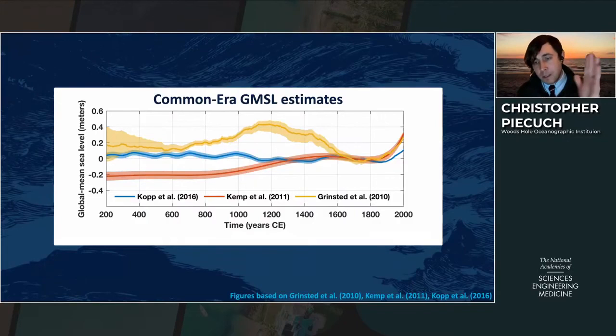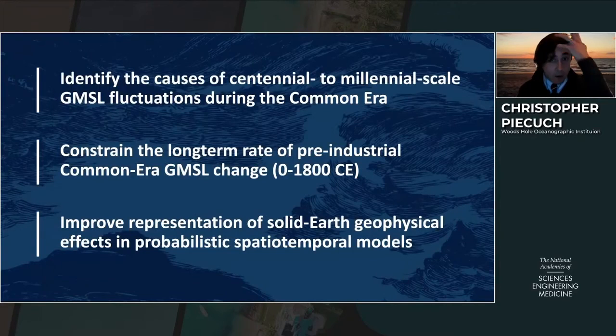Curve is that, of course, if we look far to the right, to the last century, we see the uptick, the modern acceleration in rates of global mean sea level rise. But what's really interesting in the broader common era context is that there are all these bumps and wiggles in the pre-industrial common era. That is, there is prominent centennial and millennial scale variability that we actually don't know the causes of. So I'm identifying this as a potential area to try to study more. What are the causes of those centennial to millennial scale fluctuations?